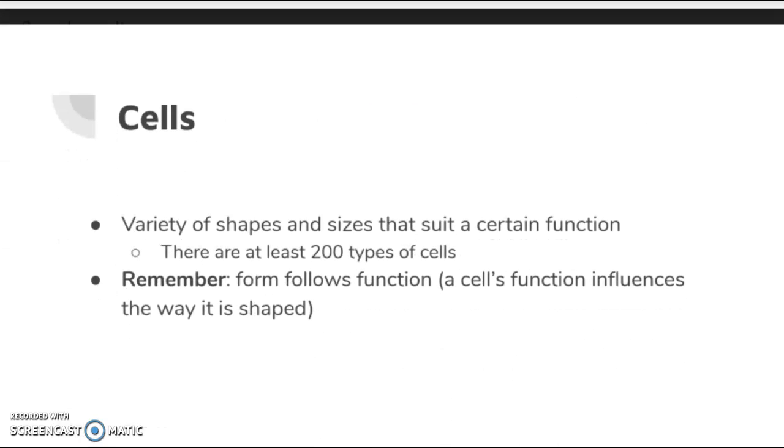So, cells come in a variety of shapes and sizes, and the whole purpose behind that is that the shapes and sizes of a cell suit the function of the cell. So, when we talk about this in a sense of anatomy and physiology, we say that structure follows function. A cell has the shape and size that it does based on what the function of the cell is. So remember that structure follows function.